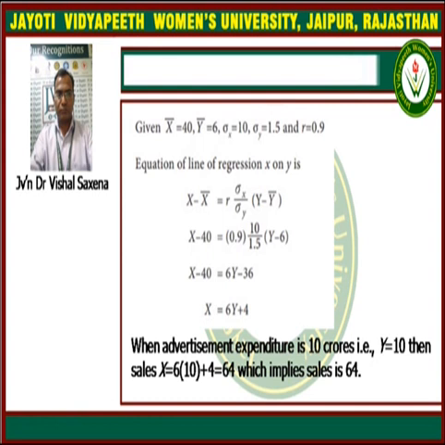Now according to the question, we have to find the value of sales if the advertisement expenditure is 10 crore. So we take the value of y equal to 10 and then we have to find x. So x will be equal to 6 into 10 plus 4, that is 64. It means 64 will be the value of sales when the advertisement expenditure is 10 crore.